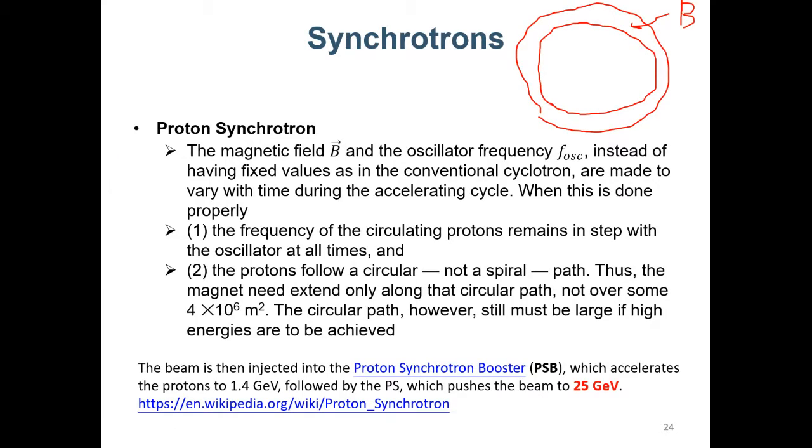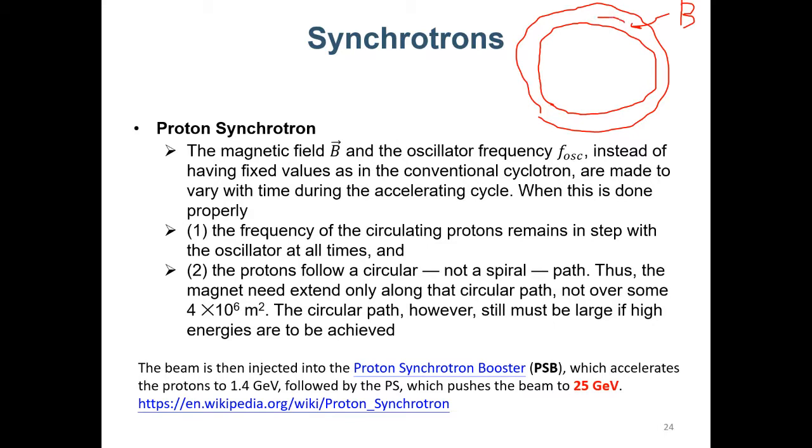In this case, the magnetic field B and the oscillating frequency, instead of having fixed values as in the conventional cyclotron, are made to vary with time during the accelerating cycle, which is done properly. So in this case, we can provide a larger magnetic field, but the control of the E field and B field will be more complicated.